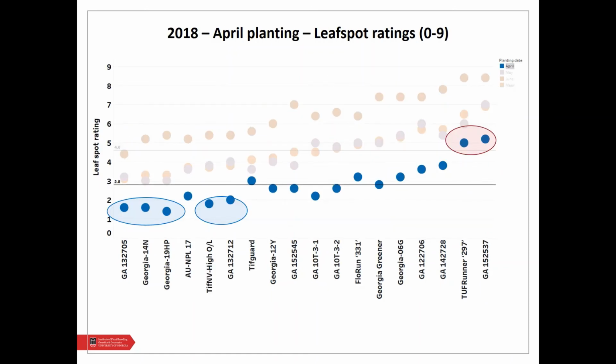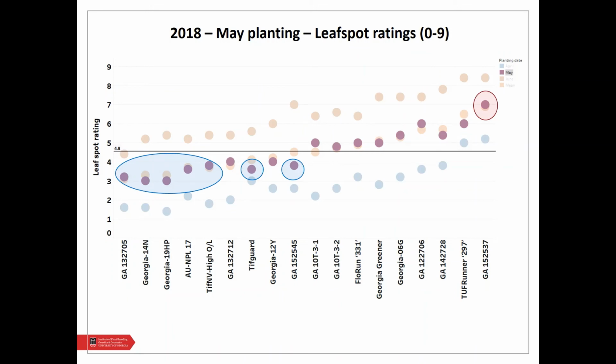In 2018, the April planted trial saw average leaf spot ratings of only 2.8, so pretty low. Genotypes in the lowest significance group included Georgia Breeding Line 13 2705, Georgia 14N, Georgia 19HP, Tifton V HIOL, and Georgia 13 2712. Genotypes with the highest leaf spot rating were Tough Runner 297 and Georgia 1525-37.